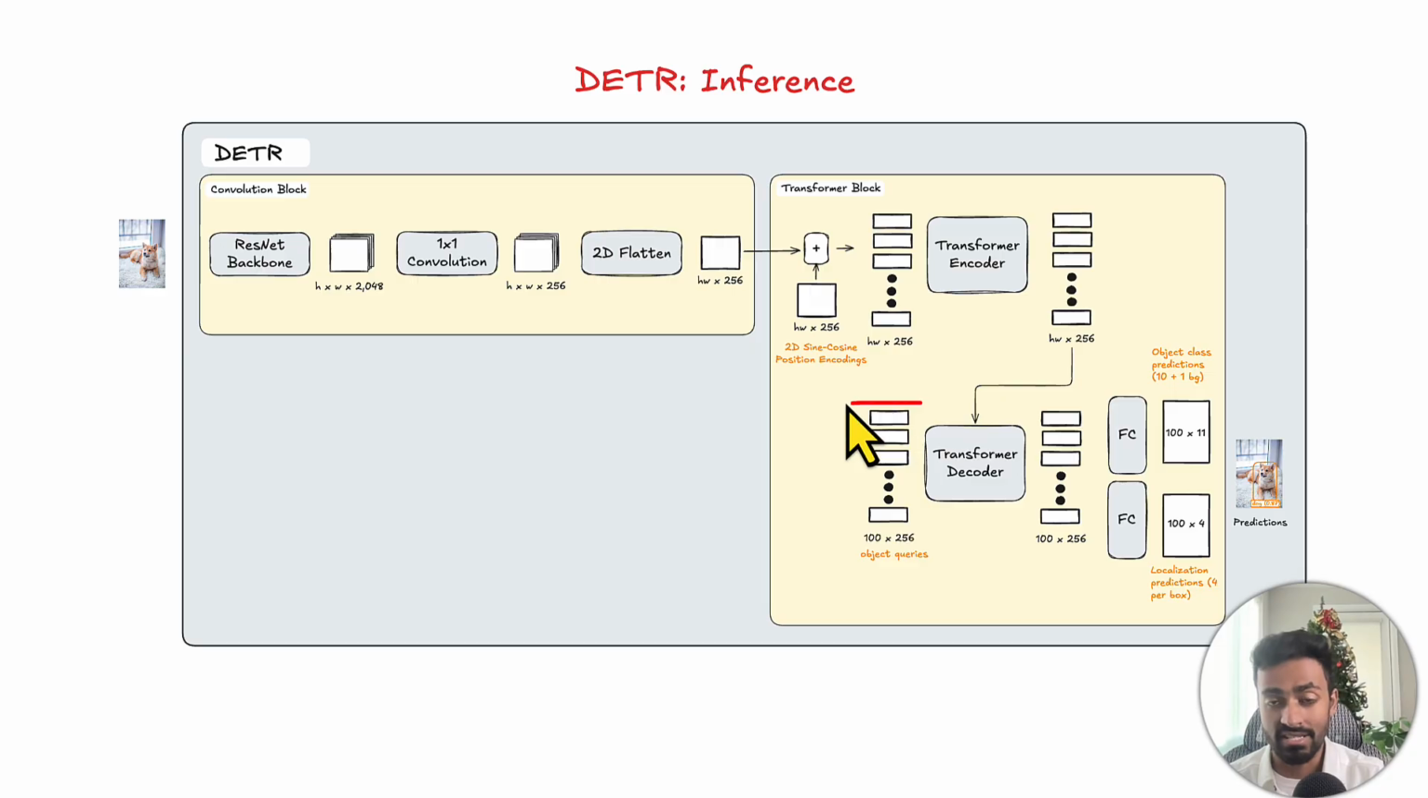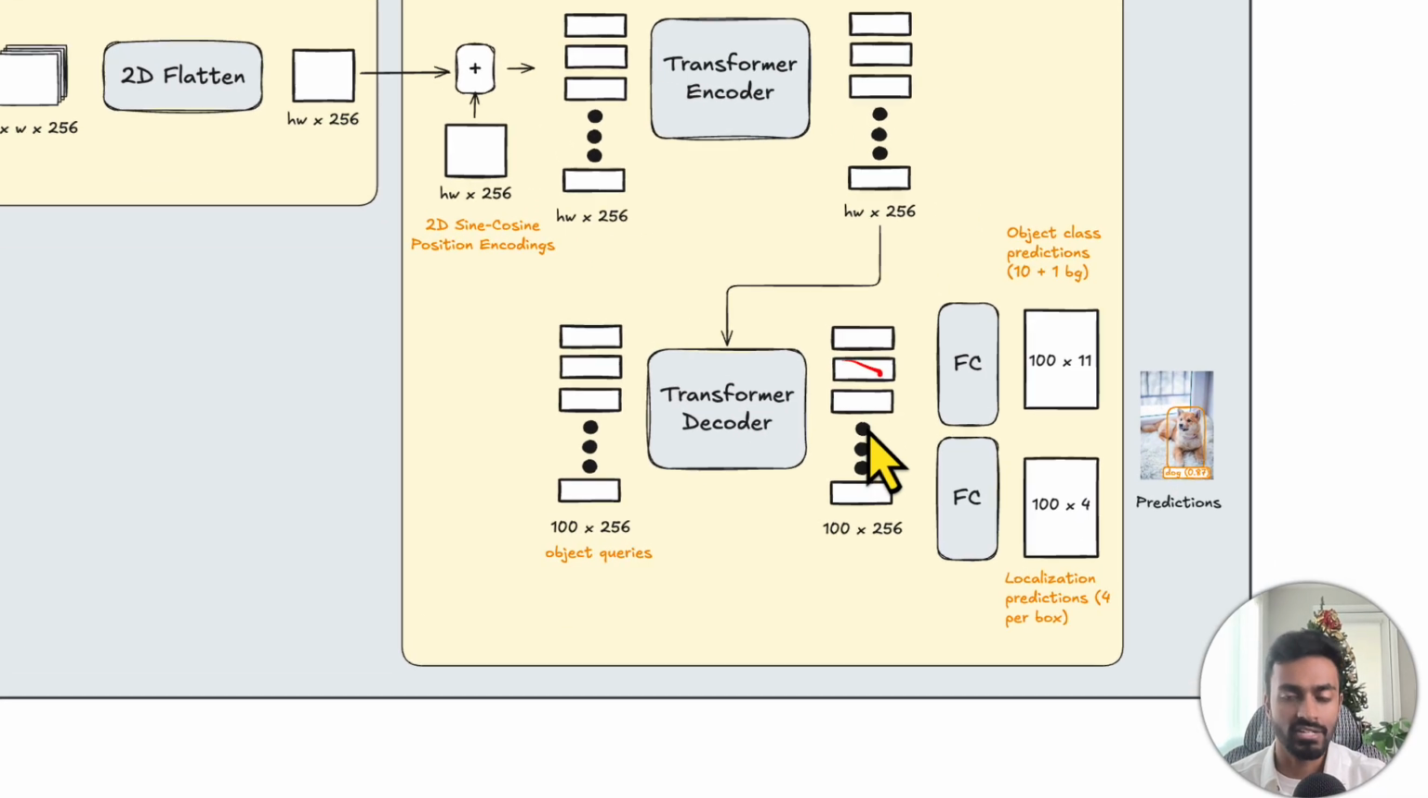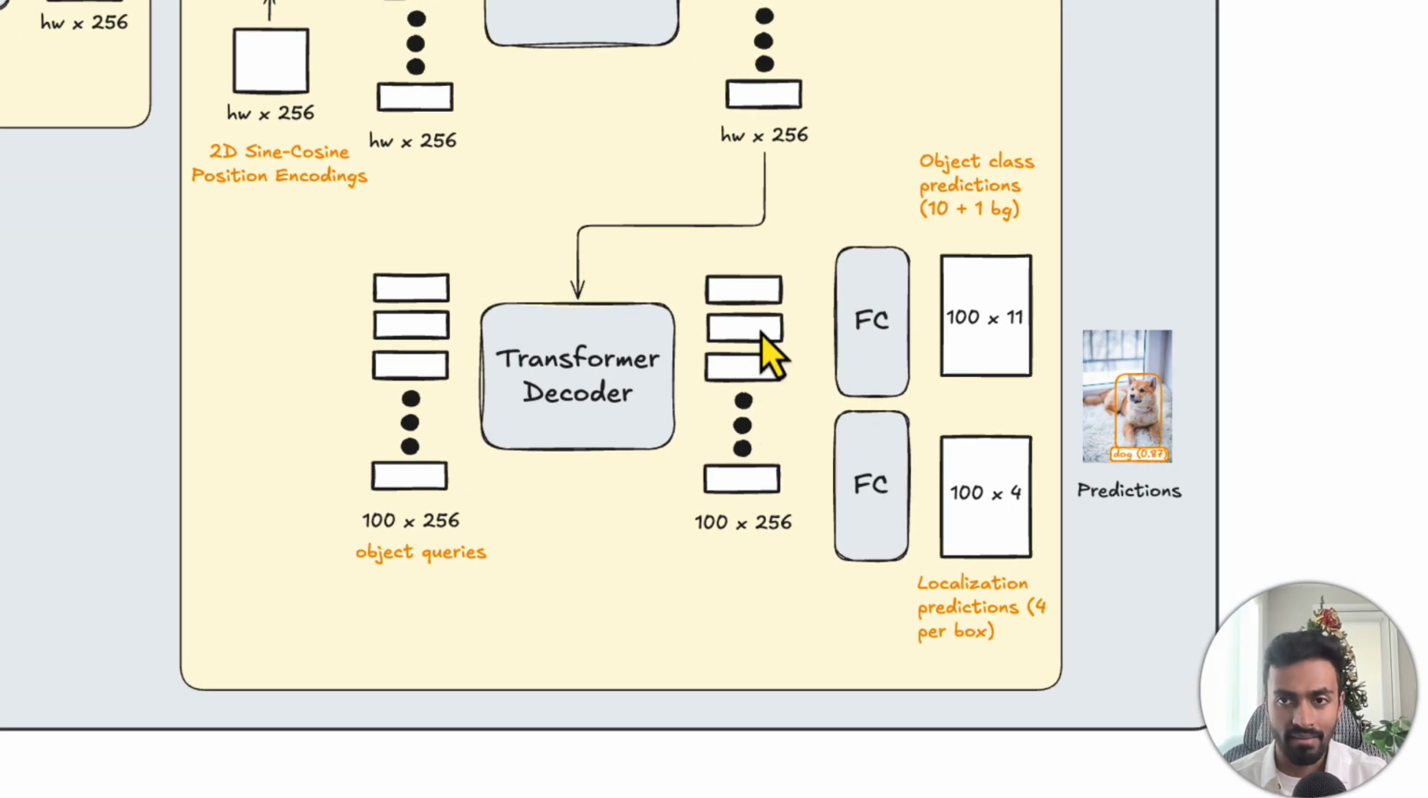We then take these learned object queries and pass them into the decoder. These are placeholders for objects, so they will take in information about the image that has been learned. And then each of these is now going to represent an object of interest. We can then transform each 256 dimensional vector into an 11 dimensional vector to represent a probability distribution of classes, and a 4 dimensional vector to represent the localization of bounding boxes.